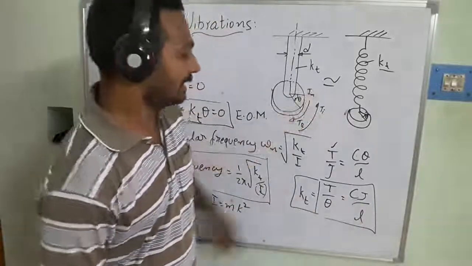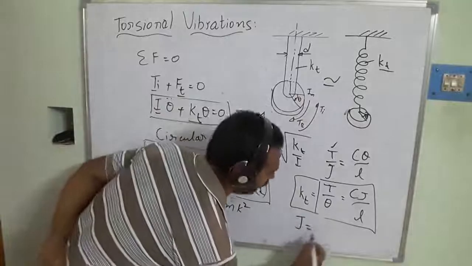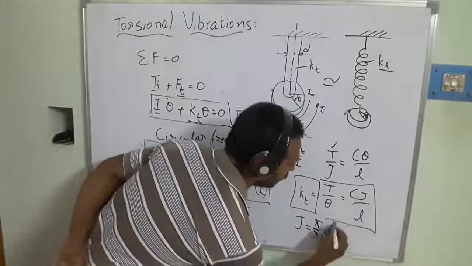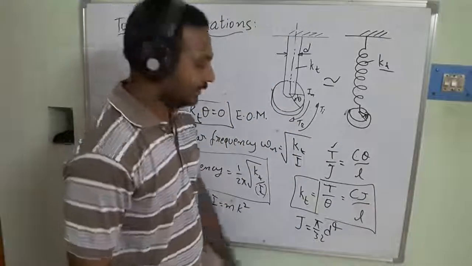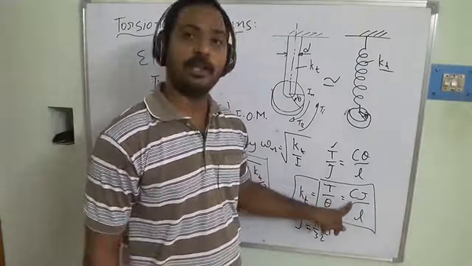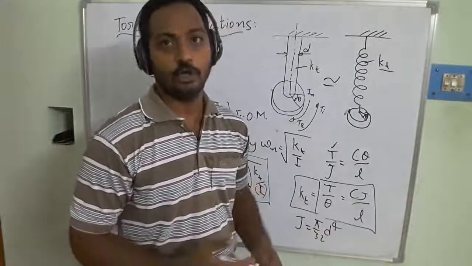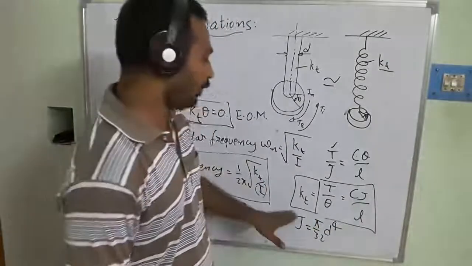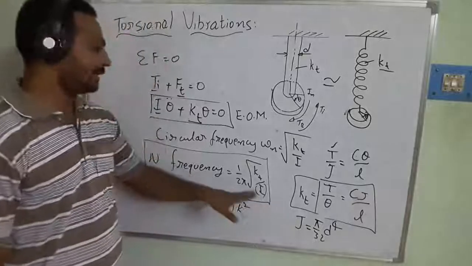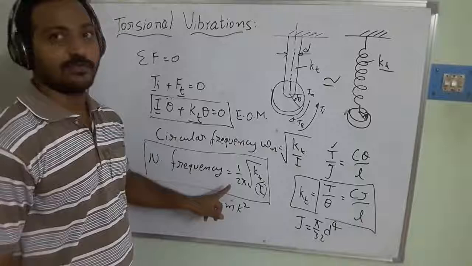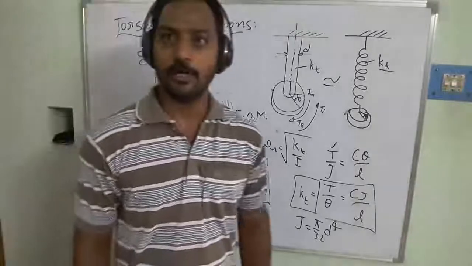For this one, J is the polar moment of inertia, that is equal to pi by 32 d to the power of 4. And C is going to be the material property, that is going to be provided in the numericals itself. This way we are going to be calculating the different parameters for the natural frequency. That means here the torsional natural frequency of the system, this way we are going to be calculating.